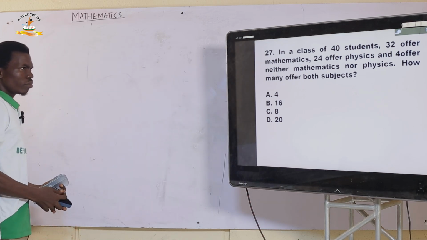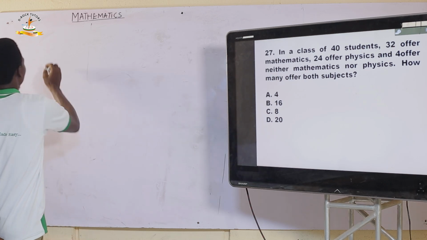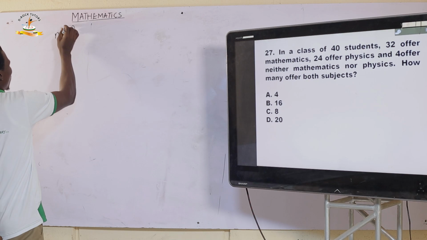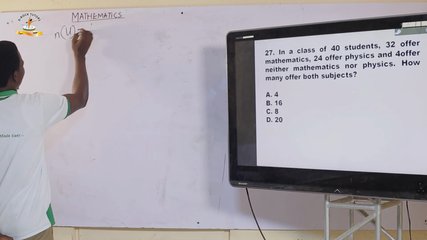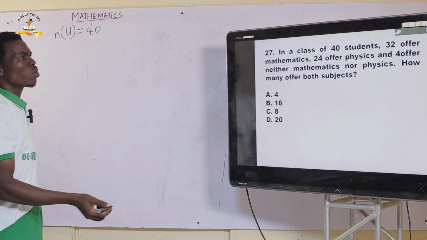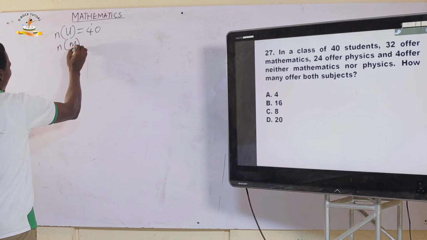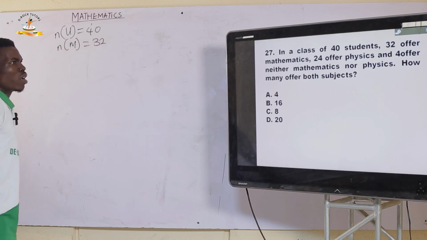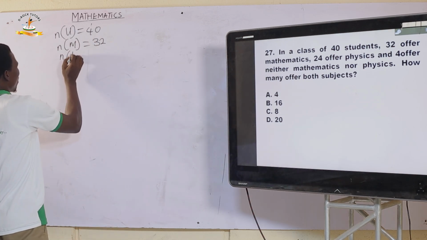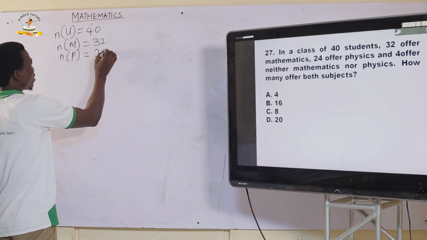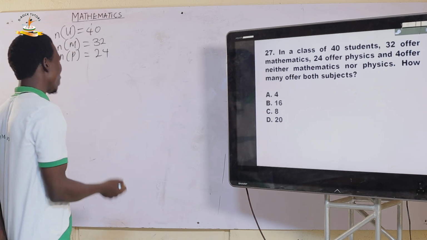So we have the class; the total number of students in that class is 40. So the universal set, we call it the total number of students in that class, and that's going to be our 40. Then we're told that 32 offer mathematics. So you say n of M for mathematics, and this is going to be 32. And 24 offer physics. n of P for physics, and that is 24. 4 people offered neither mathematics nor physics.